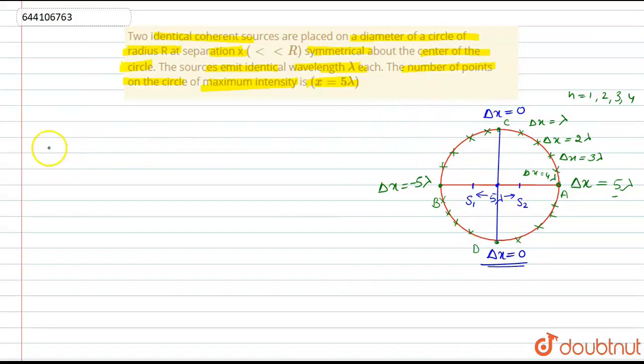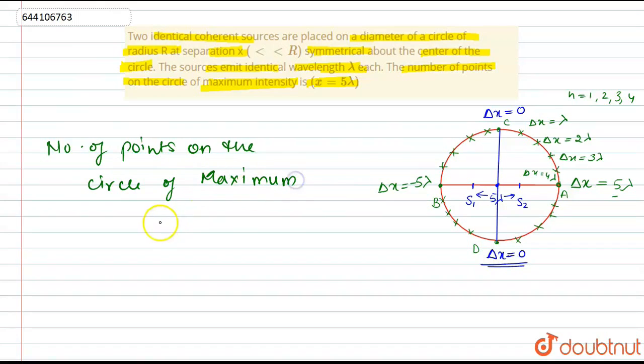So we can write that the number of points on the circle of maximum intensity is 1, 2, 3, 4, and 4 times of these 4. So we can write total is 20. So we have 20 maximum points on the circle.